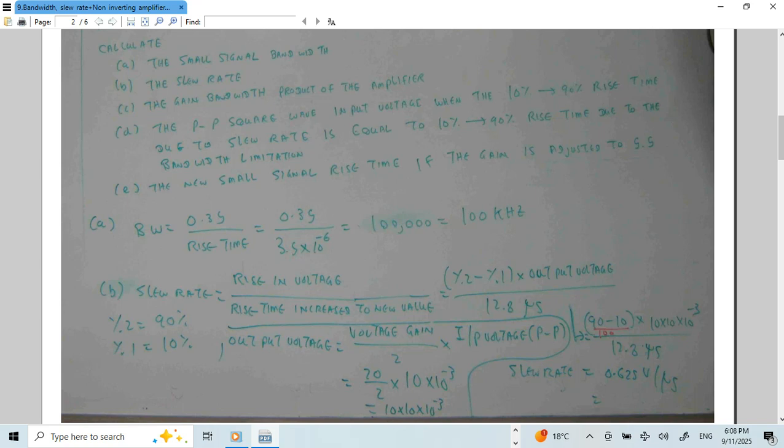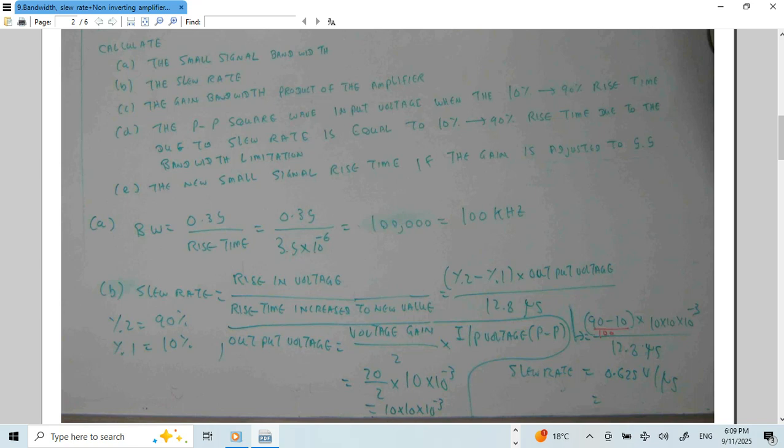Percentage 2 is already calculated. This is at 90%. Percentage 1 is at 10%. So this is 90% minus 10%. Percentage 2 is the second condition percentage, which is 90%, and percentage 1 is the first condition percentage, which is 10%. So this one you can calculate. And we have to find the output voltage so that you can calculate the slew rate.